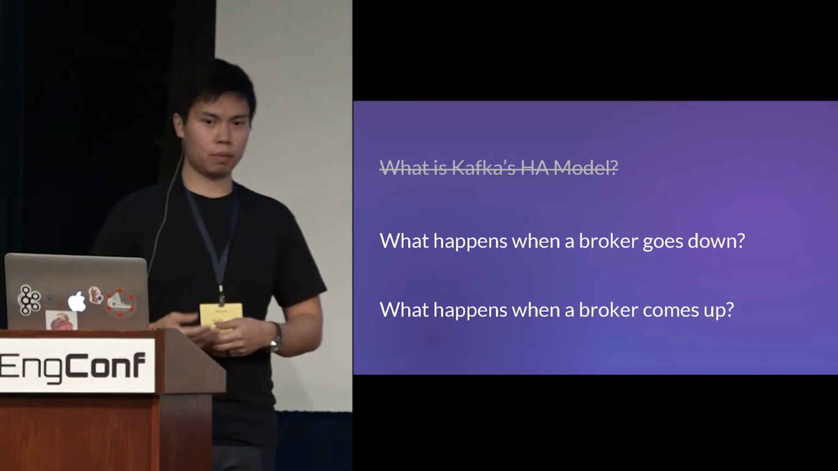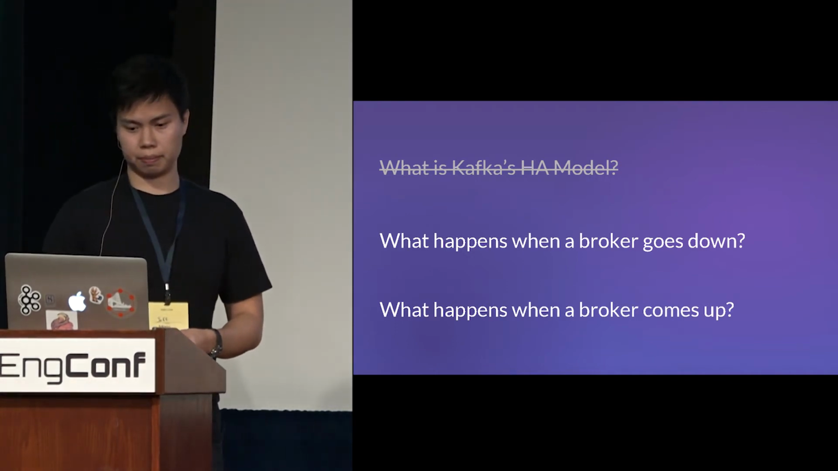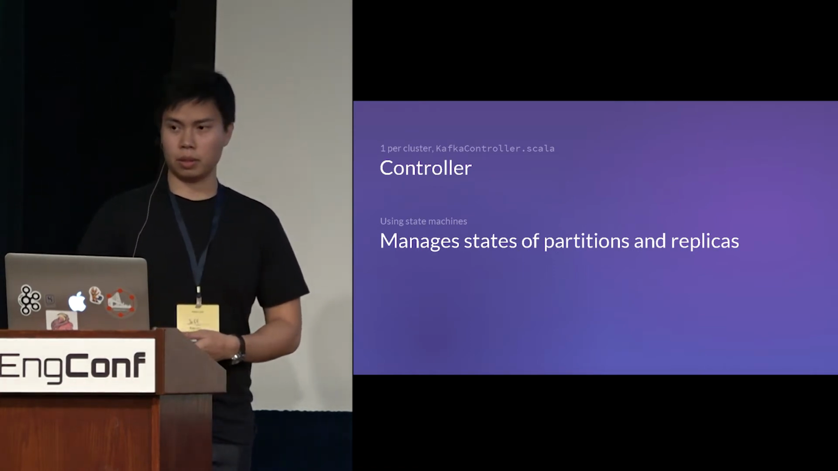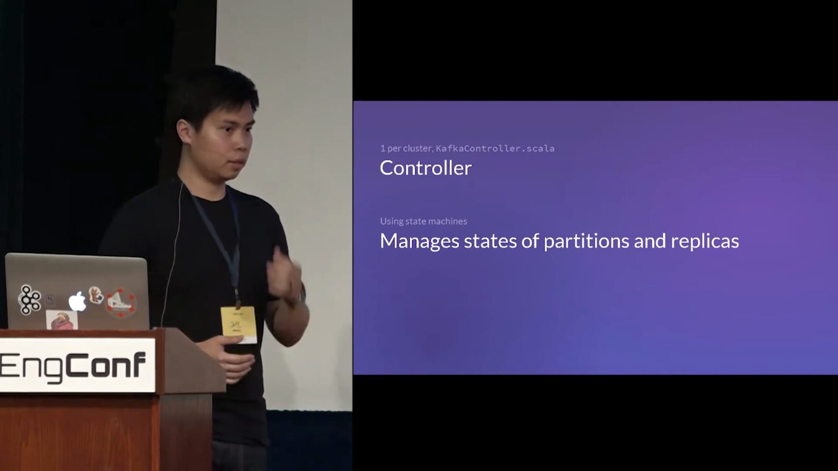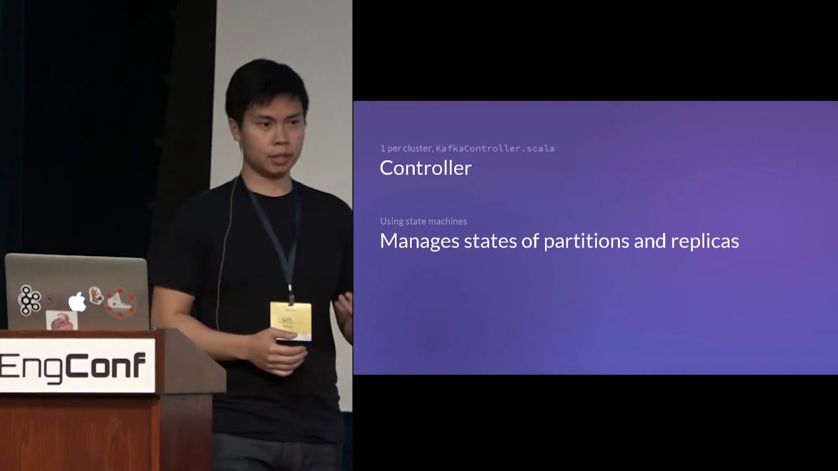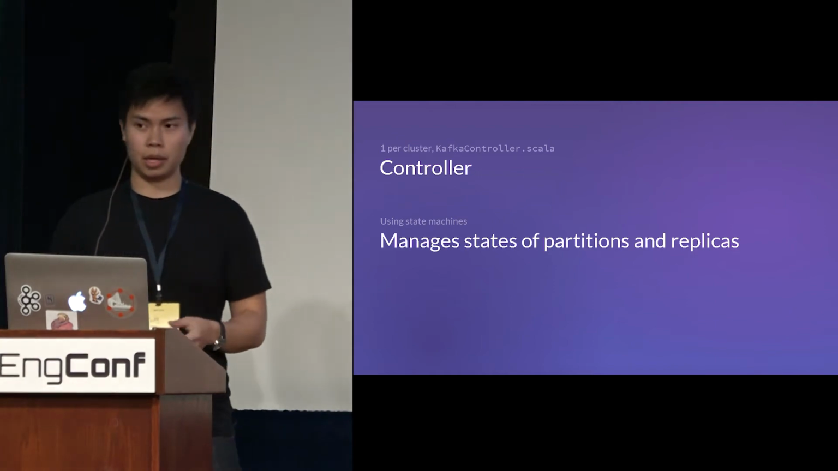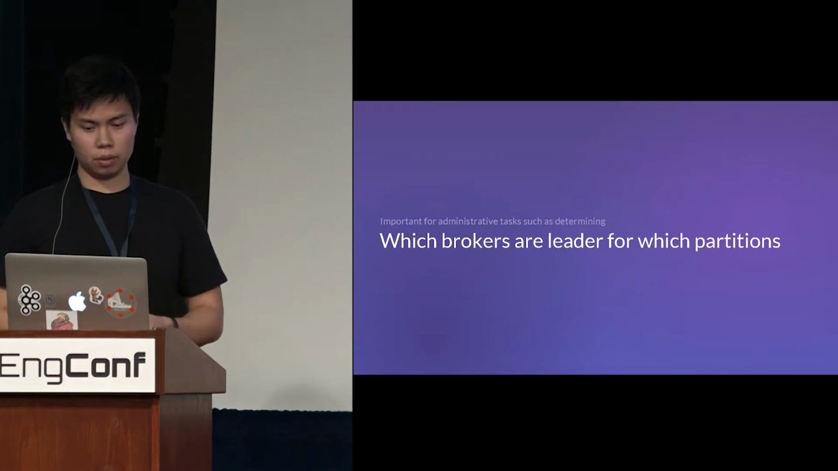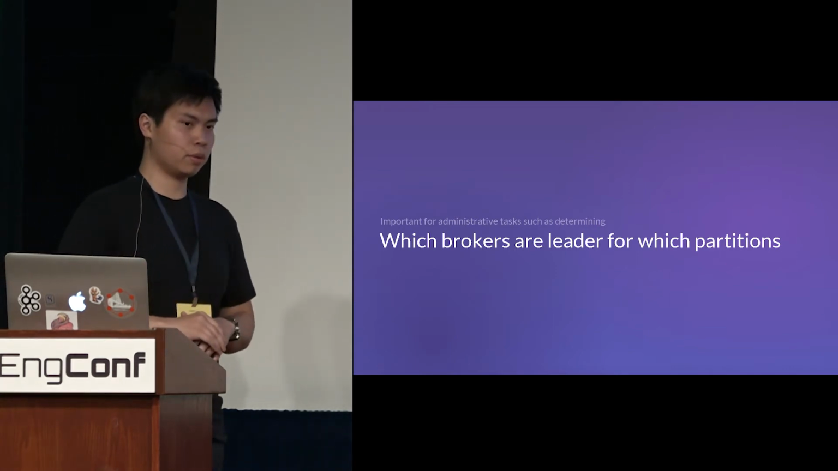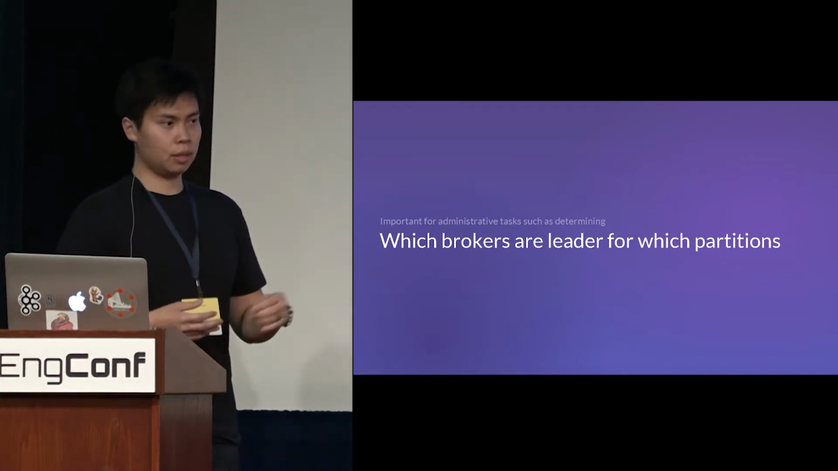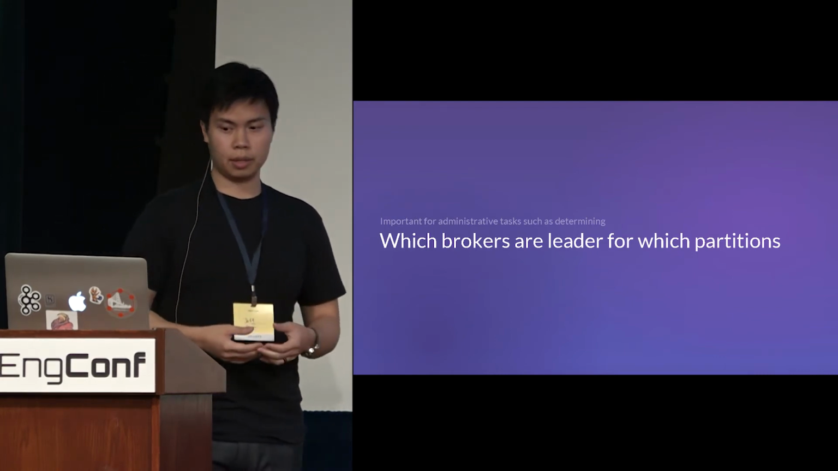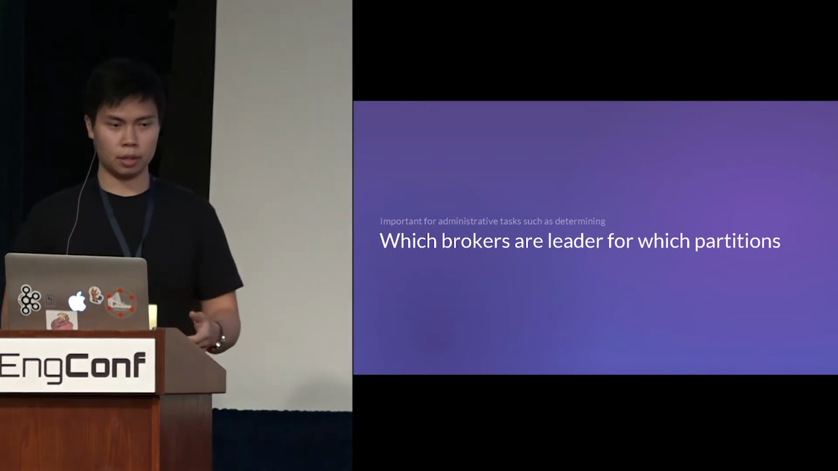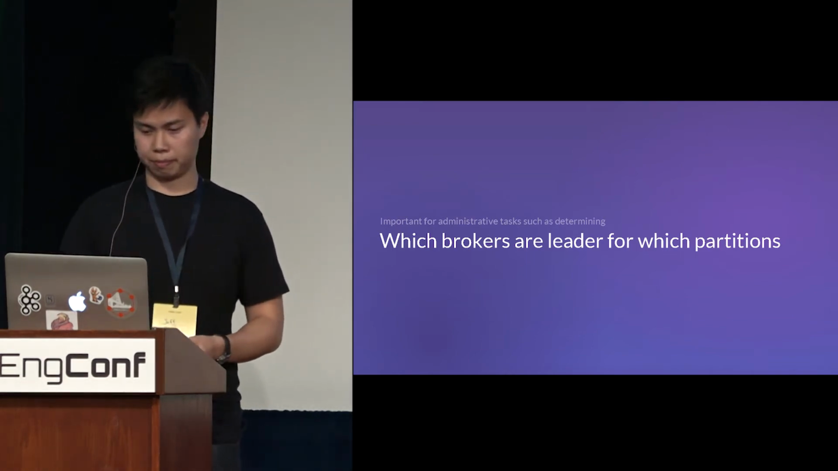Now let's take a look at what happens exactly when a broker goes down. So first, in Kafka, there's something called a controller. There's one of them per cluster. And this controller manages states of partitions and replicas using state machines. And replicas is just another name for a follower. With that said, it's incredibly important for the controller so that the state machines allow it to administrate tasks such as determining which brokers are leader for which partitions on cases where things fail over, for instance.